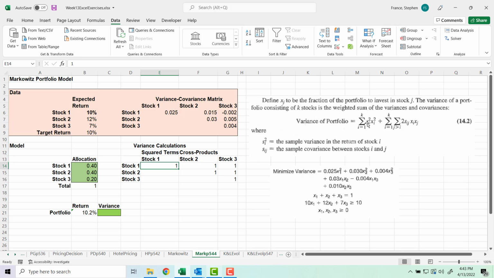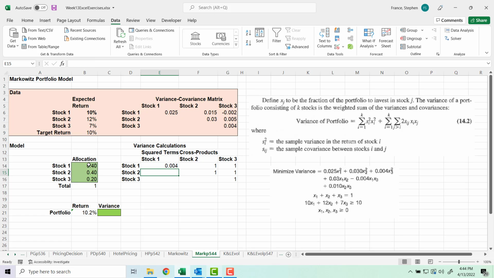So let's take this term here. This is for each of the k variables. We have the variance with itself, so it's these 3 values here. For each of the K stocks, from stock 1 to stock 3, we're calculating this value. And it's basically the variance times the proportion, the xi squared.